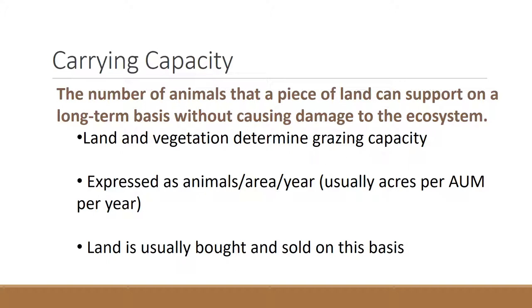A couple terms we have to have cleared up before we can move forward. One is carrying capacity. Now, carrying capacity is something that Mother Nature gives us. It's affected by the land and vegetation characteristics. So the weather and the soils and the land affect the number of animals a piece of land can support on a long-term basis without causing damage to the ecosystem. It's expressed in animals per some area per year. Often we express it in AUMs, or animal unit months per year per acre. And it is the unit on which land is bought and sold. So if you're thinking about going into an enterprise of assessment, appraisal, or if you are trying to buy land or sell land, it's this unit, this carrying capacity, the potential of the land to produce forage that you will be thinking about.